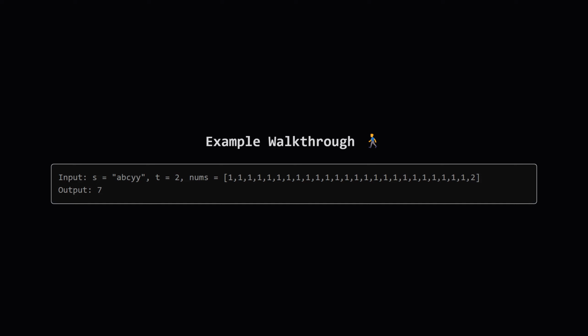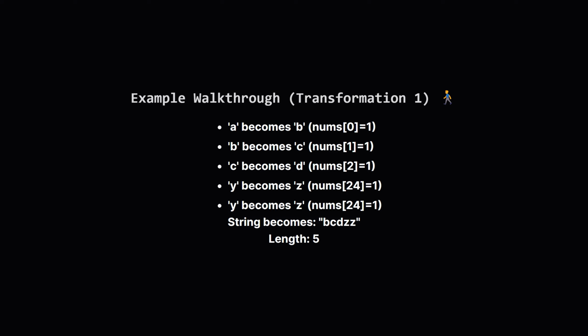Let's walk through the example. Our string starts as s, t is 2, and the list mostly contains ones, except for the last element. After the first transformation, the string becomes a new string, because nums at index 0 is 1, so it becomes one character, starting from the next letter. Similarly, the next letter becomes the next one, because nums at index 24 is 1. So its length is 5.